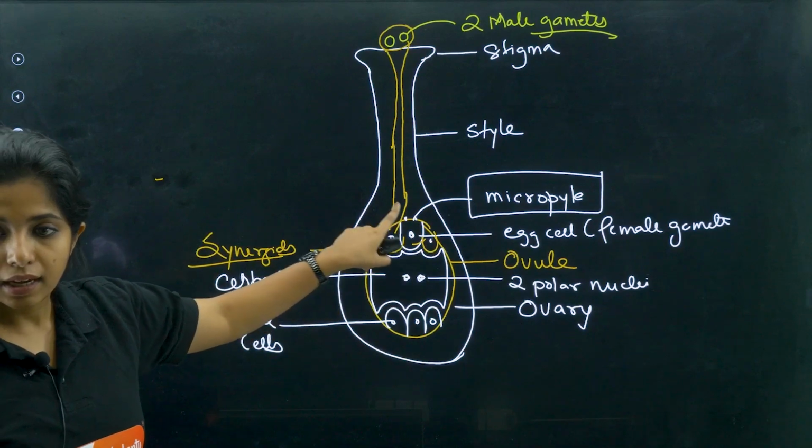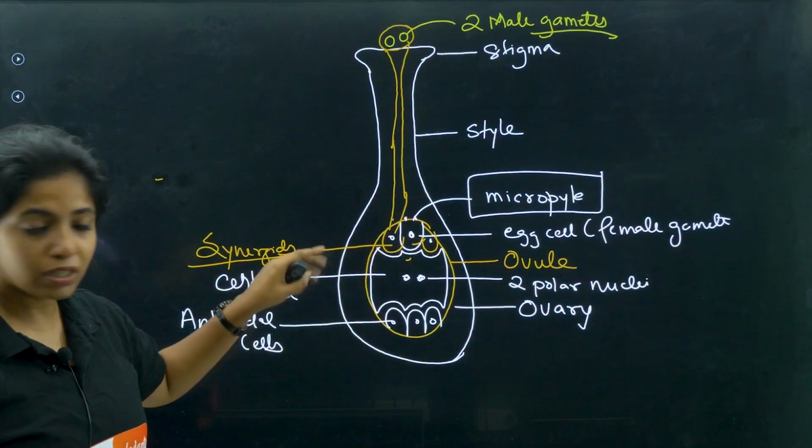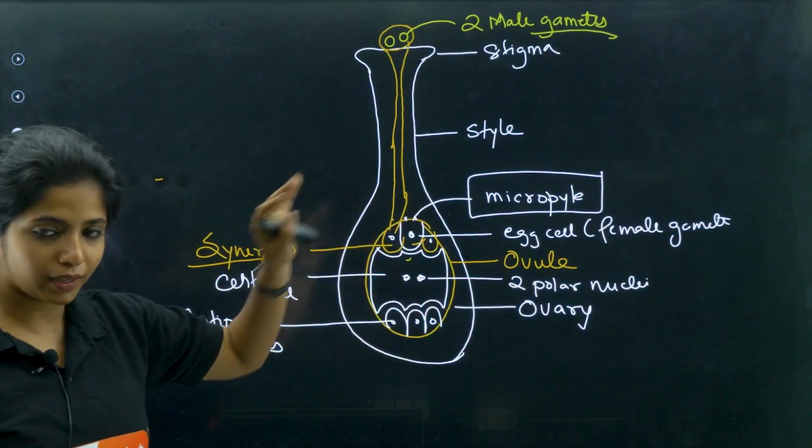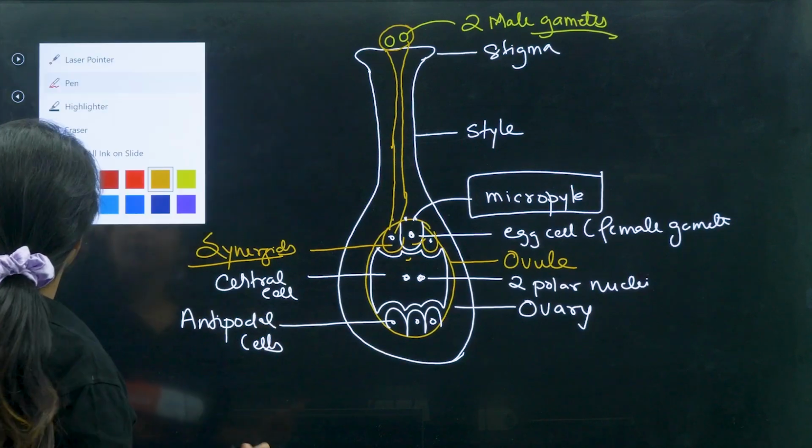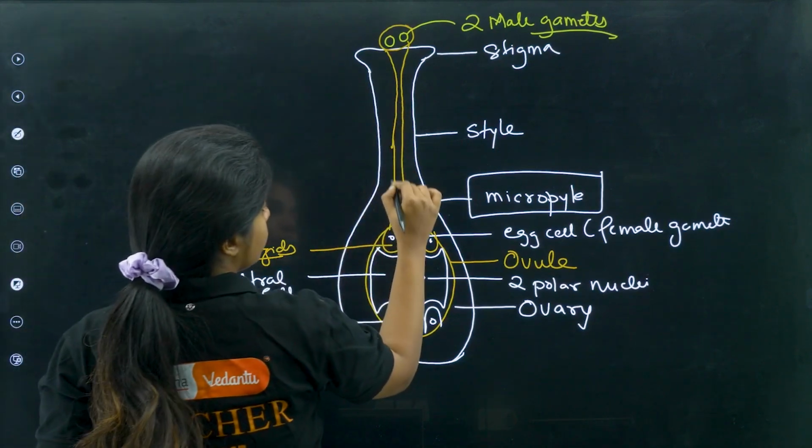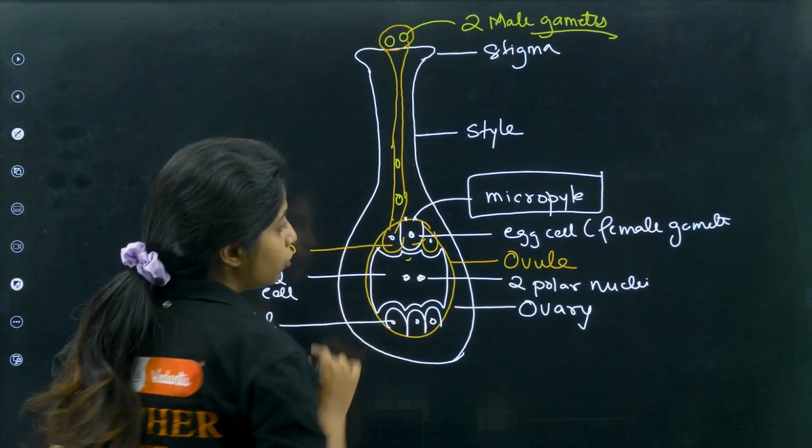It does not go directly. The synergids help. Synergids are the friends of the egg cell. They help in going, like you go, no problem. So the male gametes coming over there come down. So you have 2 of them.